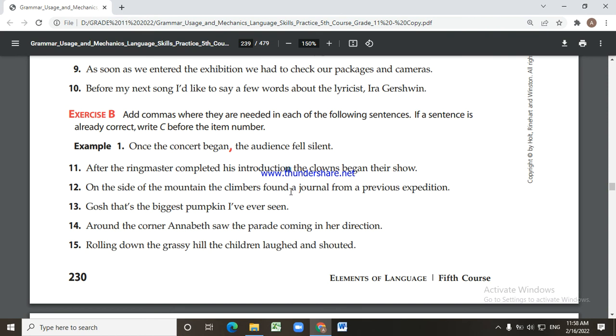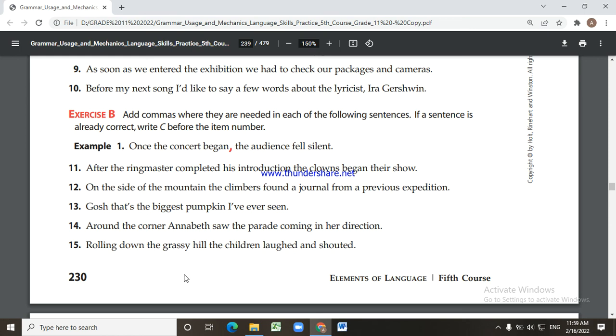Number 12. We have to add a comma after the word mountain because we have at least 2 prepositional phrases. On the side, this is the first, of the mountain, this is the second. Then, if you have a third, we will put a comma after the third. But here, we don't have the third one. We have just 2. Number 13, Goth. Yes. After Goth, because it's a direct speech.